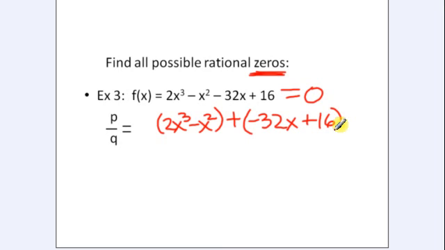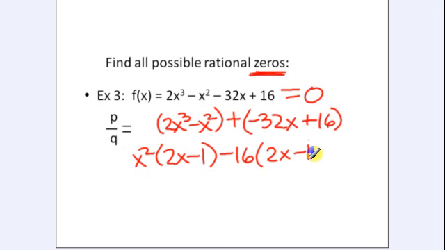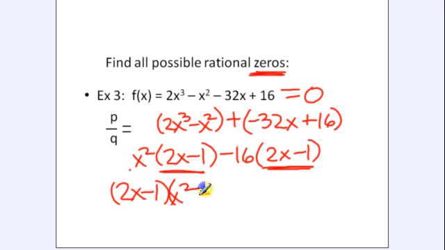From the first group, I could factor out an x squared, and then I'd have a 2x minus 1. From the second group, I could factor out a negative 16, leaving me with 2x minus 1. And it does look like this will work to factor by grouping since I have a common binomial factor of 2x minus 1. So let's factor that out in front, 2x minus 1, and then I'd be left with x squared minus 16.